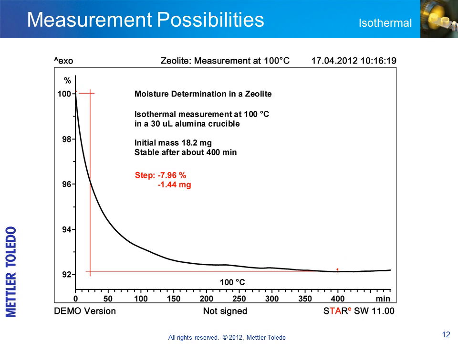Here we see an example of an isothermal measurement. Zeolites that have been preconditioned with a defined amount of moisture are used to check and adjust the balances in infrared drying instruments. The amount of moisture can be determined in an isothermal measurement using the TGA DSC-1. The measurement was performed at 100 degrees Celsius in a 30 microliter alumina crucible. After 400 minutes, the weight is stable. The mass loss is approximately 8%.